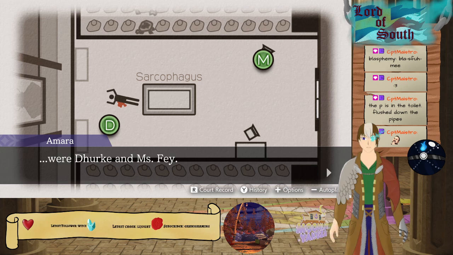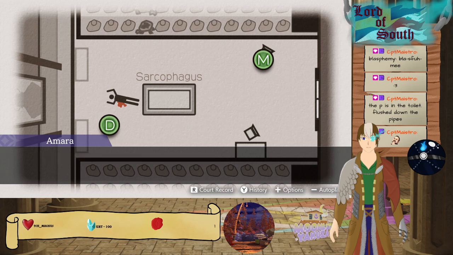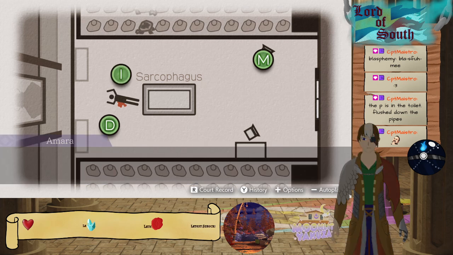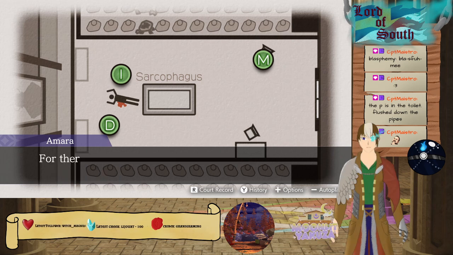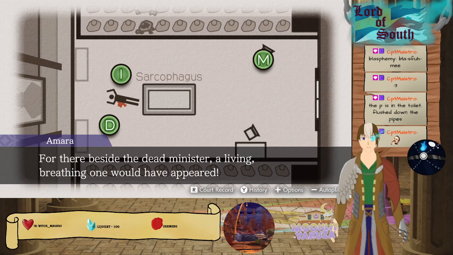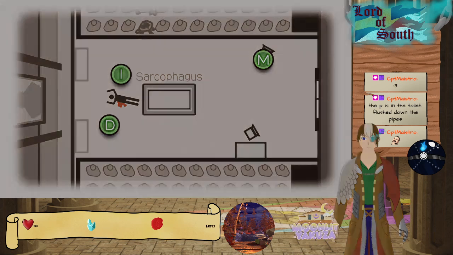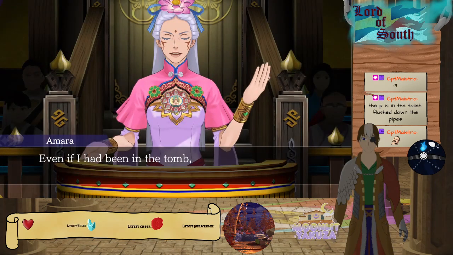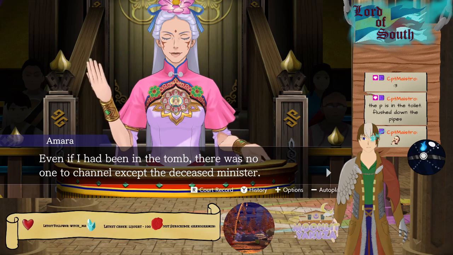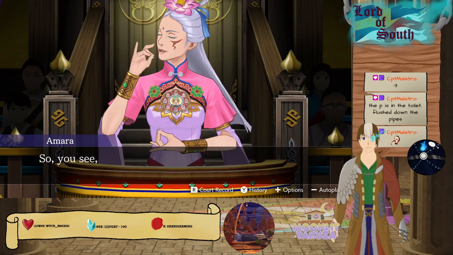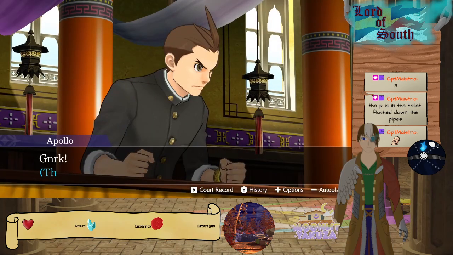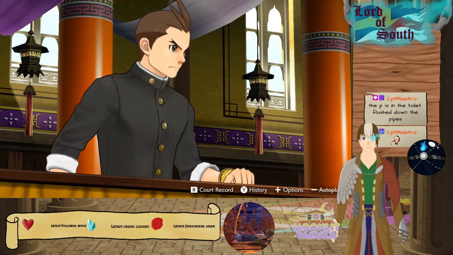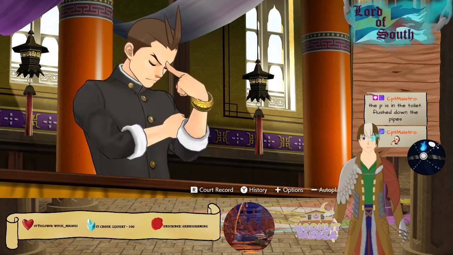Jesus Christ. Where can Miss Faye have had a channeling, as you can call it? Well, the outcome would have been quite odd, to say the least. For there beside the minister, a living, breathing person would have appeared. Even if I had been in the tomb, there was no one to channel except the deceased minister. So, you see, I could not have vanished by means of spirit channeling. That's true, but I can't rule it out yet.